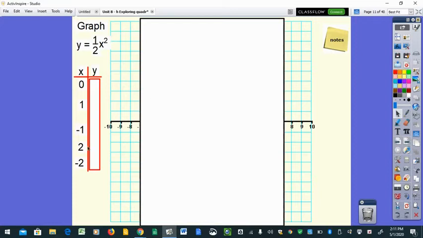Here comes the Fab 5. I'm going to use those and put those in. I'm going to see what happens. We know we're expecting a U. We're expecting it to open up because this is a 1/2.